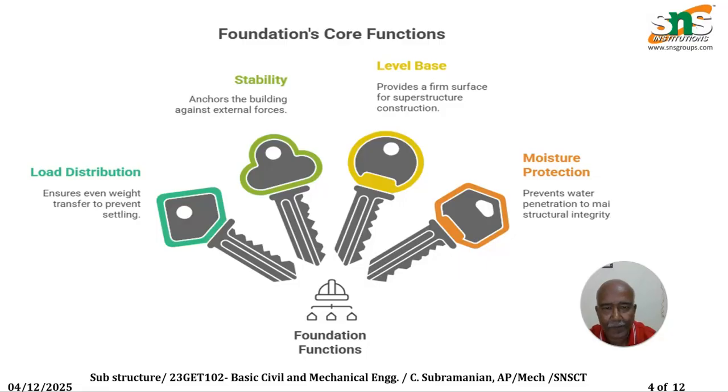Next one is the level base, which provides a firm surface for the superstructure construction. The superstructure is the building's visible part. It has to provide a firm surface and moisture protection, preventing water penetration into the main structure to maintain structural integrity. The main problem is that buildings can collapse. After the construction is finished, if water enters the building, it is very harmful. So, water must not penetrate the building surface, such that it holds the building stability itself.